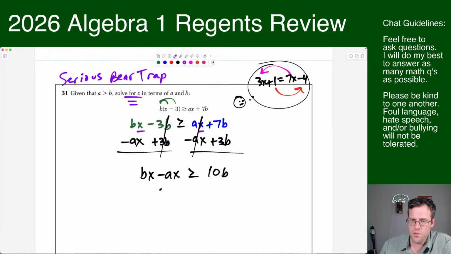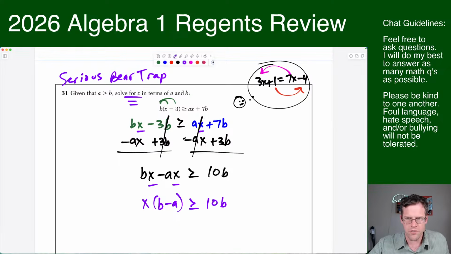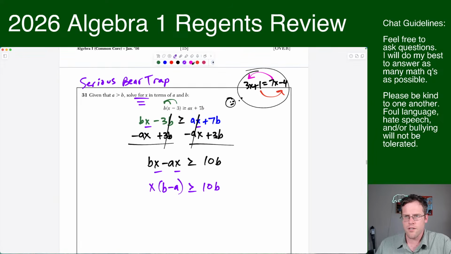But now my goal is still to solve for x, so I'm going to factor x times b minus a. I can factor out the x, and then I have 10b on this side. But now this is where the bear trap of the century is. You ready? A lot of students here just divided by b minus a, and they're like, great, I'm done. And they said x is greater than or equal to this. And then cue the bear sound.